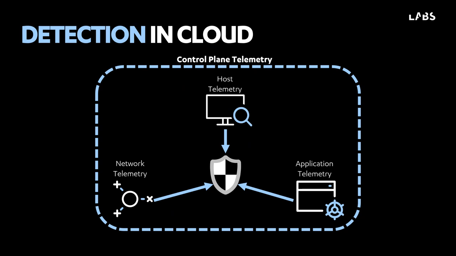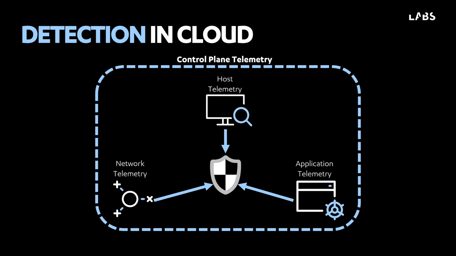But the new thing here, which really is the critical piece, is the control plane telemetry. And what that represents is a log of all actions taking place at the cloud control plane level, so at the level where we're creating and deleting and modifying individual cloud resources, virtual machines, IAM users, all of these kinds of things.